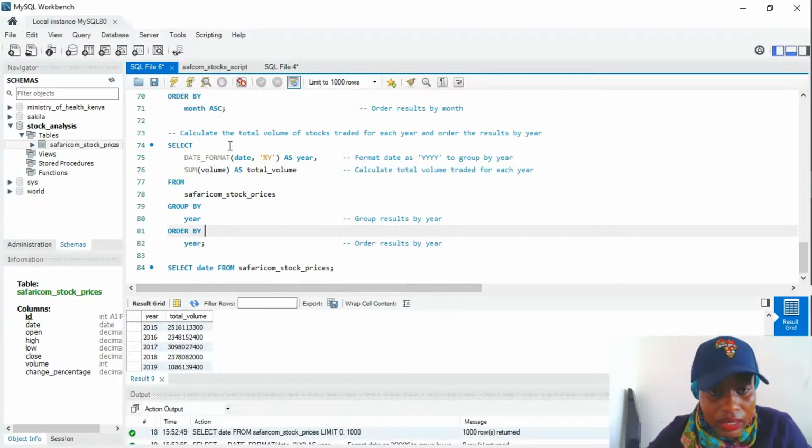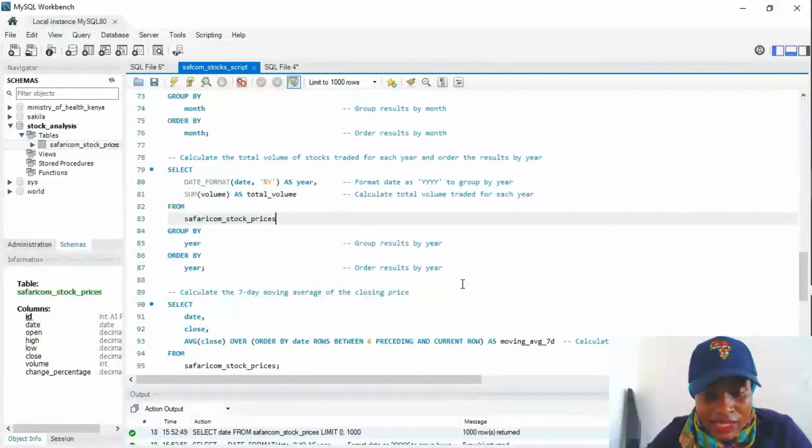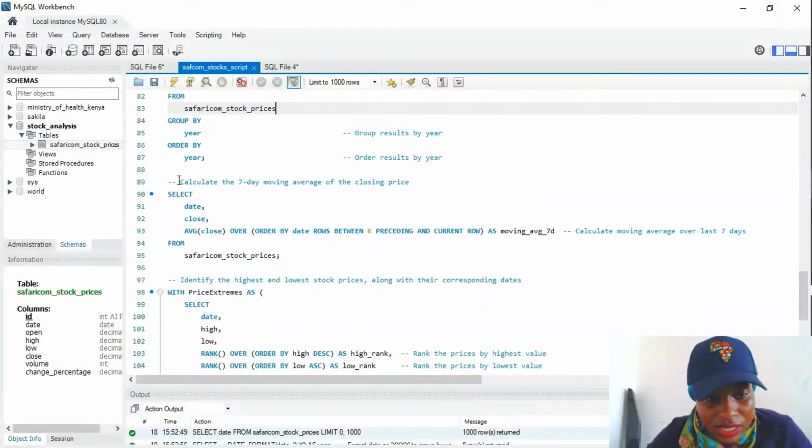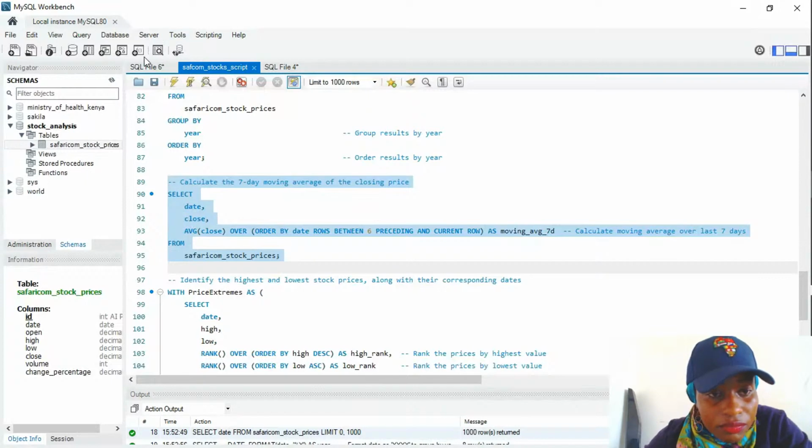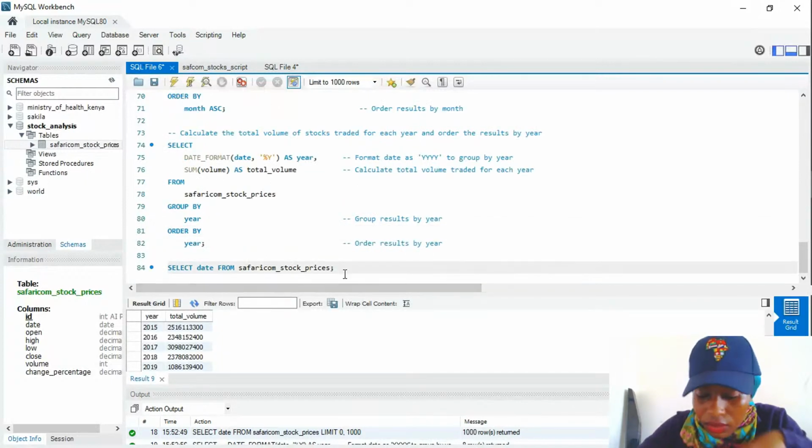Yeah, I think that is that. The next thing we want to look at is to calculate the 7-day moving average. And here, let me just copy the query first.